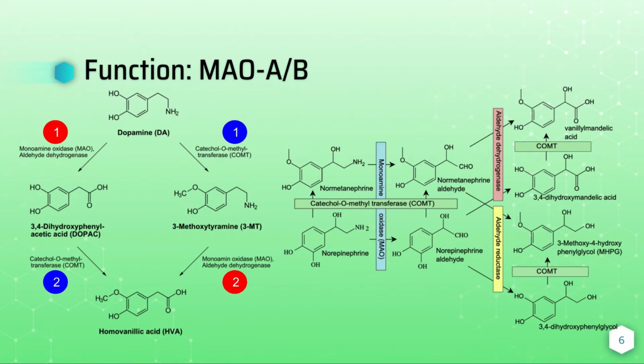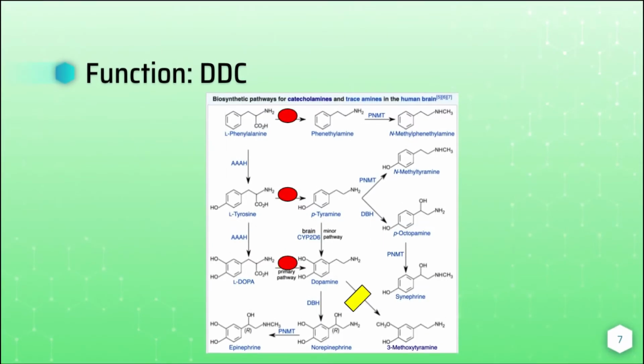For the image on the right, you can see that Catechol-O-Methyltransferase and monoamine oxidase are not the only enzymes that break down catecholamines. The metabolism of catecholamines is a very complex process which requires a lot more than just 2 enzymes. Now for dopa decarboxylase, or DDC.